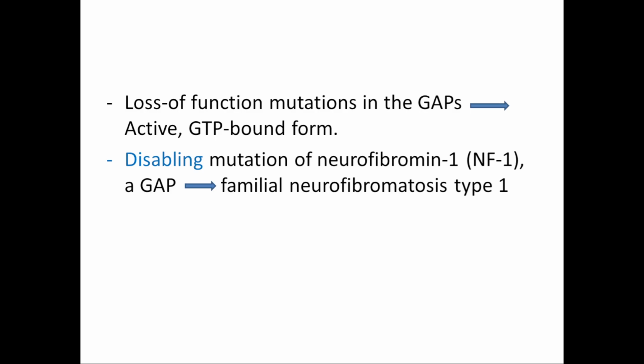Loss of function, if you remember, of the GTPase activating proteins, which are the GAPs, results in activation of RAS, because the controlling factor is not there, so it stays constantly activated. Disabling mutation of these GAPs, remember we talked about neurofibromatosis 1, NF1, which causes neurofibromas. I will show you a picture of a patient having a lot of skin lesions. These neurofibromas occur in people who have a mutation in NF1. So what is the result of the NF1 mutation? Constant activation of the RAS proto-oncogene, or RAS oncogene.